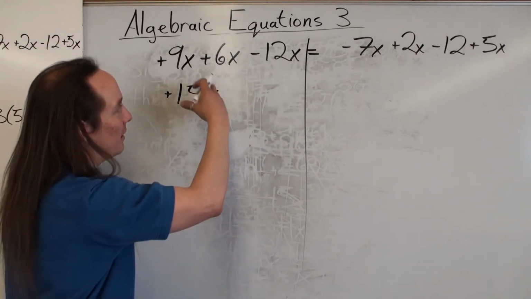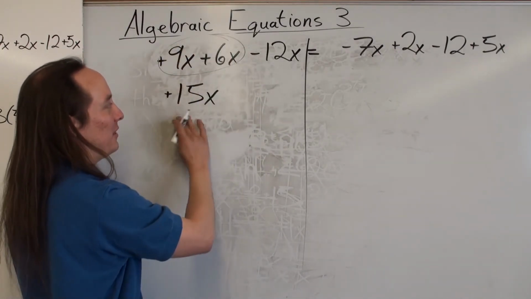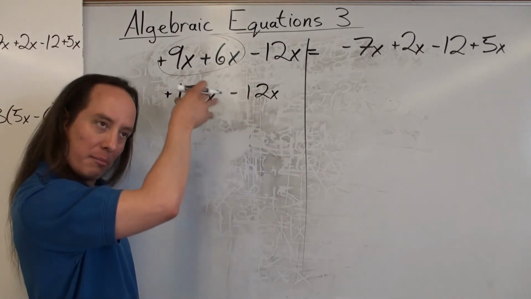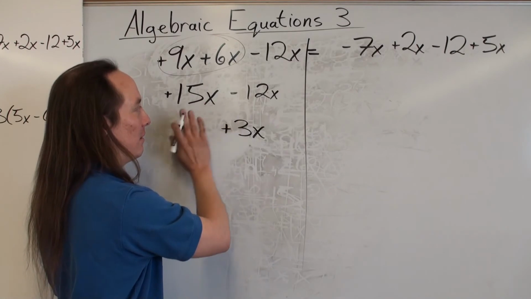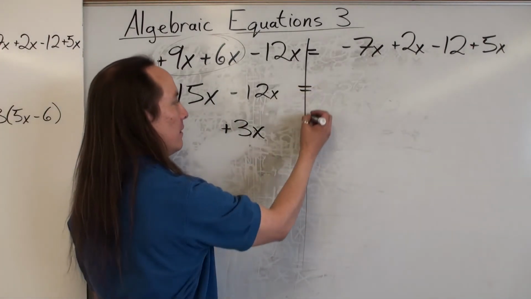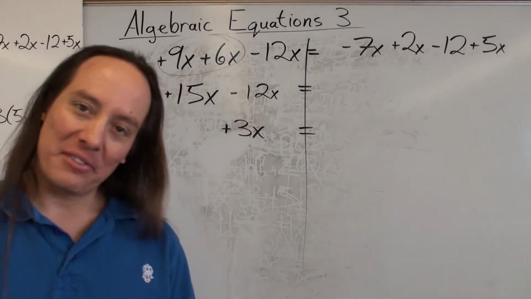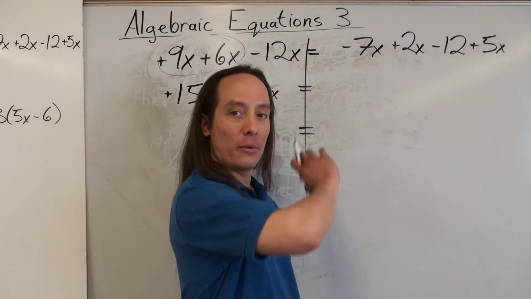So not this whole side, just these two terms is all I simplified. 15x minus 12x, and when you combine them, you'll get a positive 3x. So 15 minus 12 is basically what it is. All right. So this side is all simplified down to one term. Awesome. Now let's look at the right side.